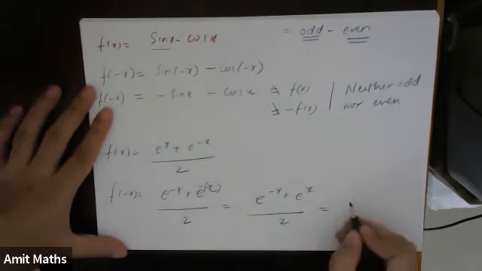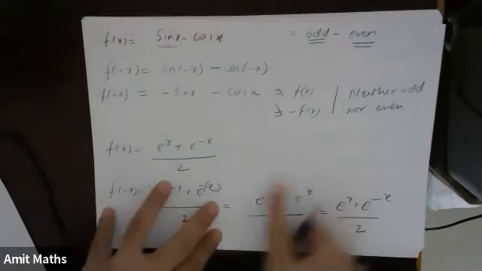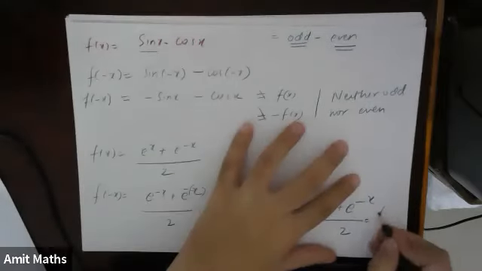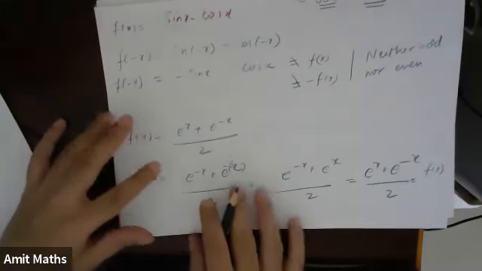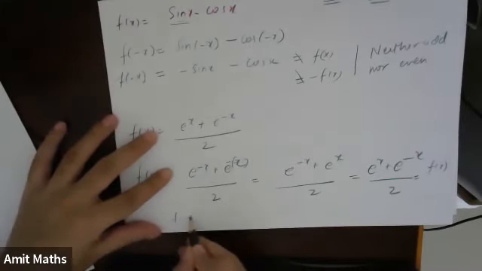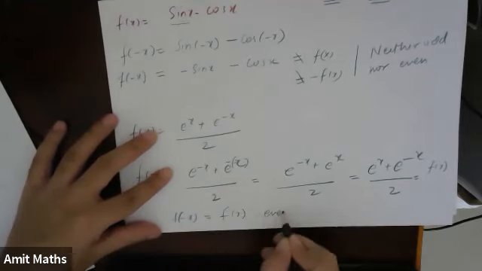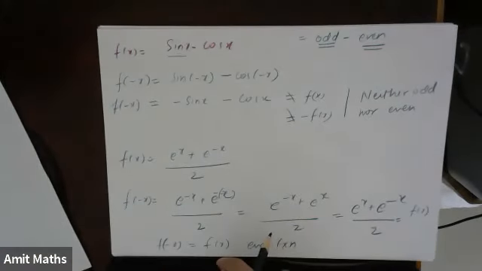This is nothing but the original function itself. So this is nothing but f of x. So that means f of minus x is equal to f of x. That means it's an even function. That means the last one is an even function. Okay, fine. Everyone understood? But a log function is not an odd function.